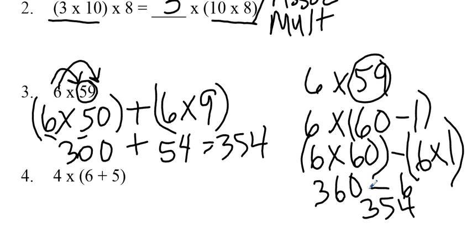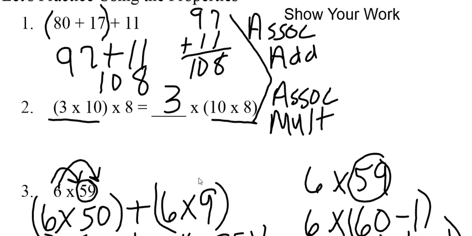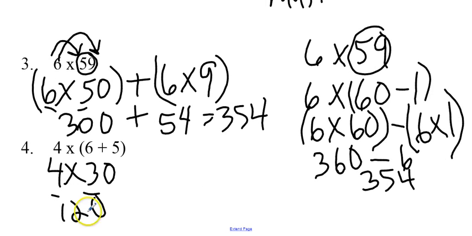And then finally, when we are working on number 4, 6 plus 5 is in parentheses, so I'm going to do that first. That's going to give me 30. And then I come back and I multiply 4 times 30. And now it's an easier number to work with. They're more compatible. 4 times 3 is 12, and then I have 120 for this particular problem. Now, I have used the properties that we have been working with in order to complete these problems. So that means it is your turn to practice.